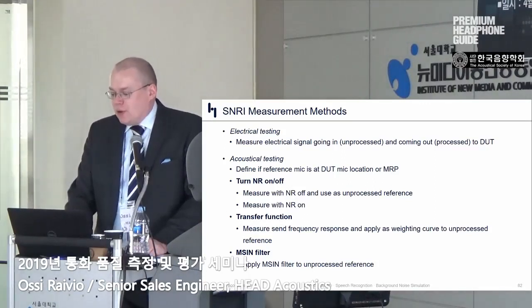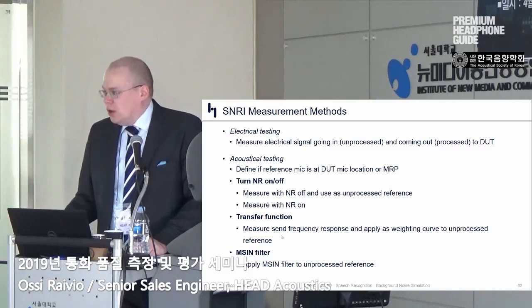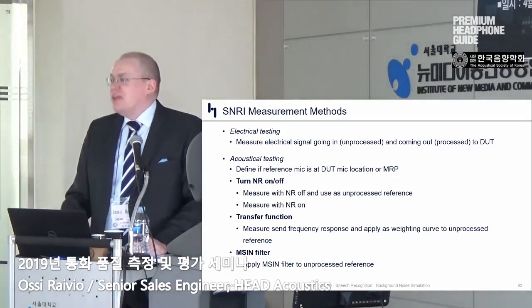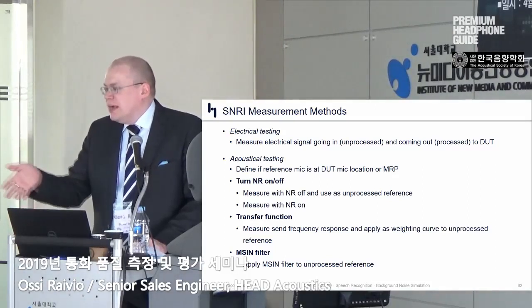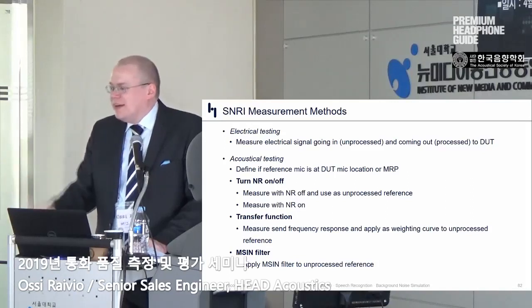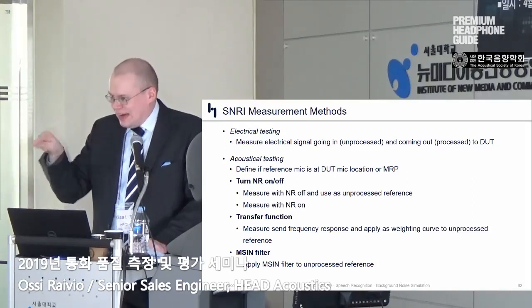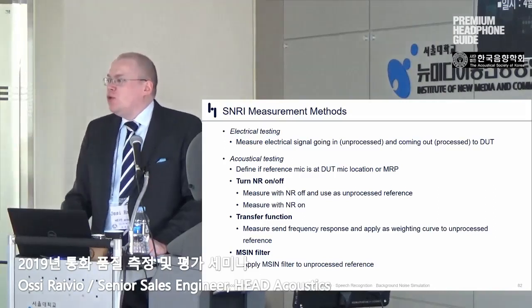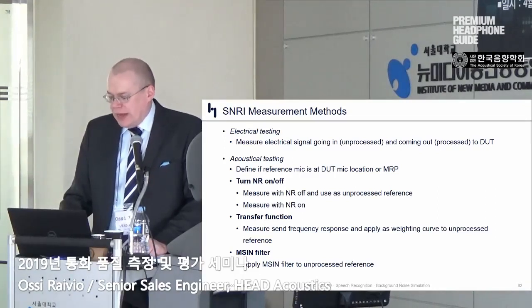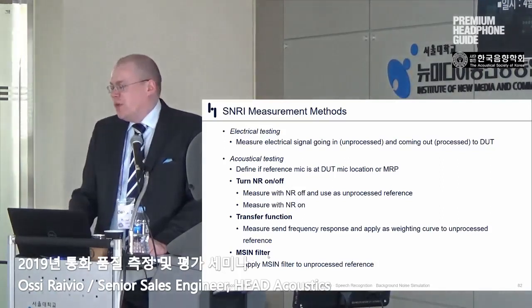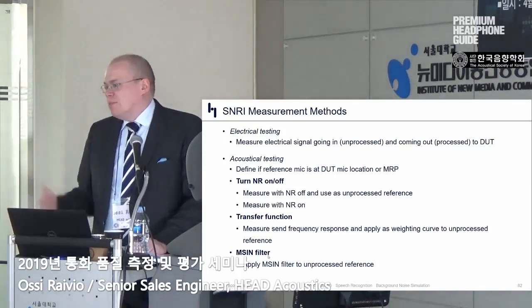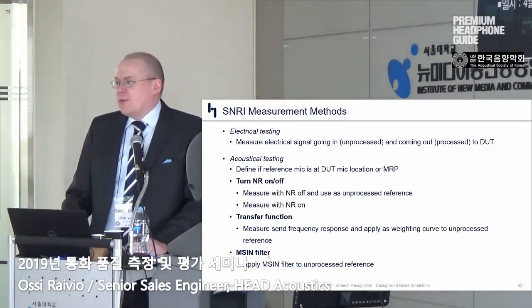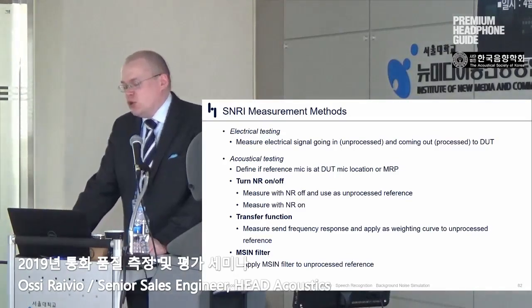And of these, of course, the individual frequency response is the preferred one, because then you know it's the frequency response of exactly that telephone. Of course, it's more work. So if you need to do benchmarking of lots of telephones, you might choose the MSIN filter, because you don't have to measure the frequency response of every telephone individually.